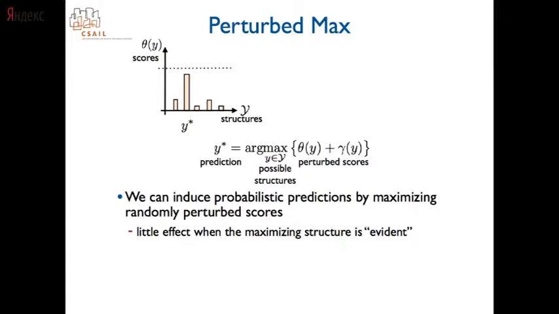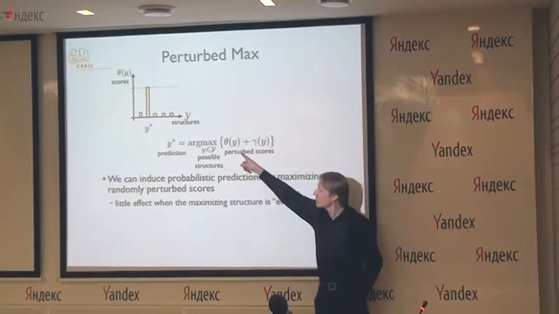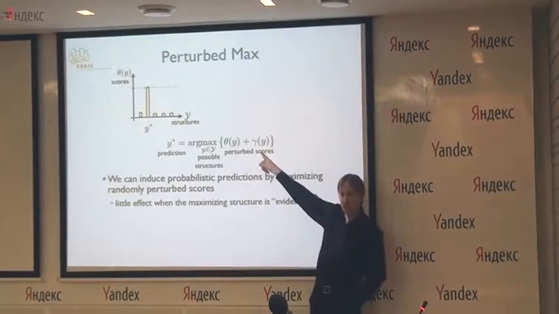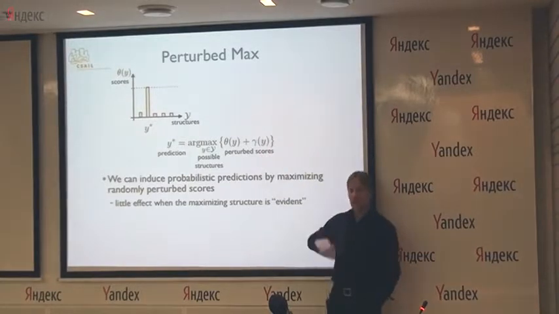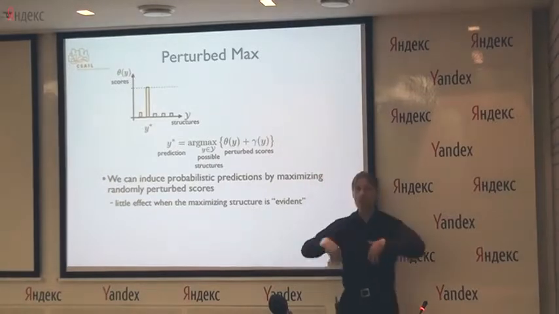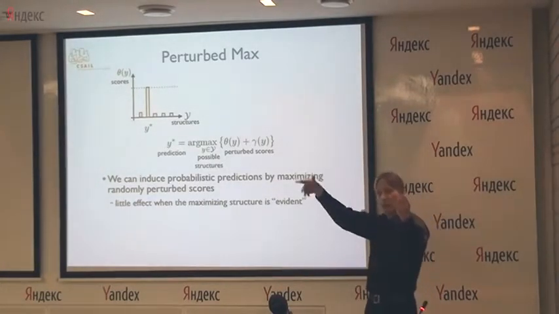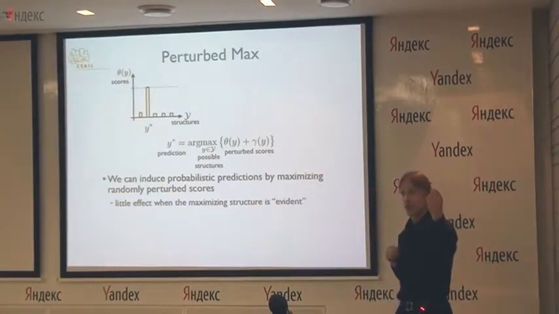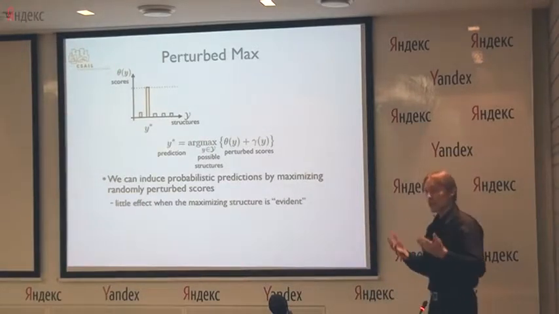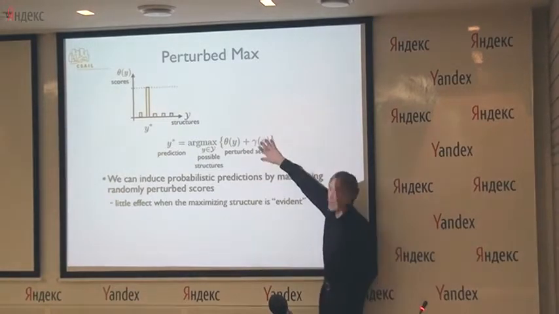We still subscribe to the same way of making predictions. We maximize, get the highest scoring structure. But we don't use just the original scores. We introduce some random noise to those scores. All right? So you introduce some random noise. They modify the scores. You find the highest scoring structure. You get a prediction. You make a different randomization. You get a potentially different structure. All right? So as a result, you are inducing a distribution over the structures by randomizing the scores here.